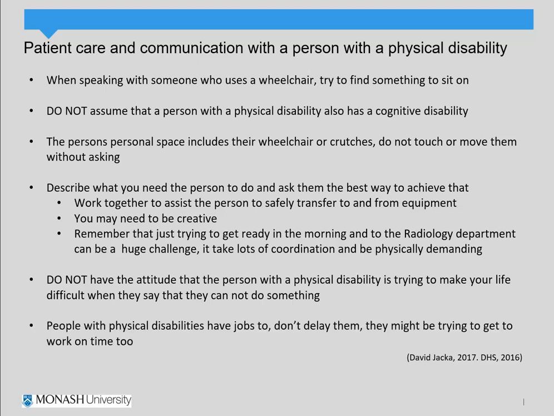And on that, people with physical disabilities have jobs. Don't delay them. They might be trying to get to work on time too. It might have taken a lot of coordination and been physically demanding for that person to get up in the morning, and they've made their appointment really early because they've got to get to work on time. So don't delay them and say, oh, I'm just going to do this patient and then I'll get to you because you're going to take up more time. If the person has an appointment time, then do try and stick to it as best you can.